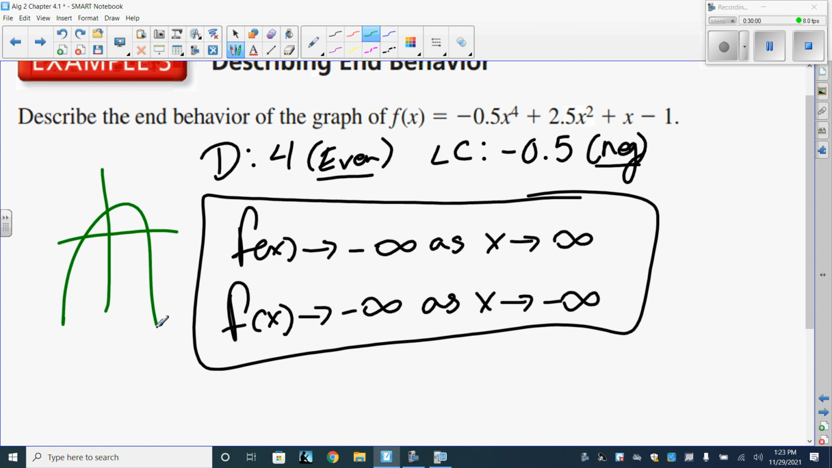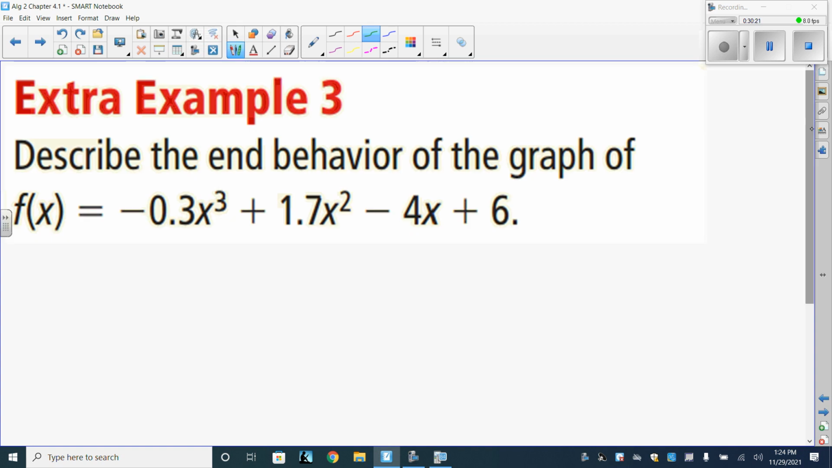Question? Yeah, so it's just looking off the fact that the degree is even and the leading coefficient's negative. So it's really based off the graph. Questions on this here? Let's look at the next one.